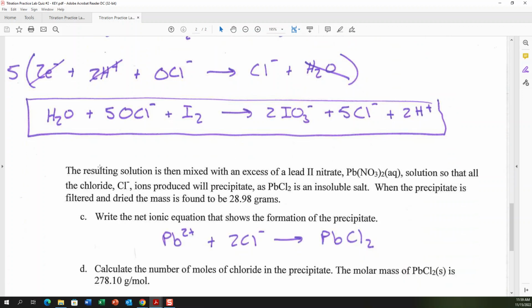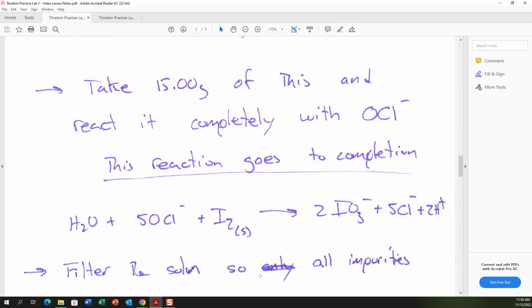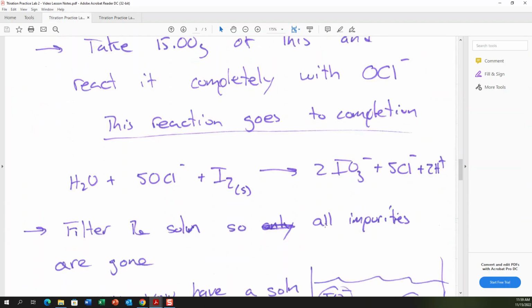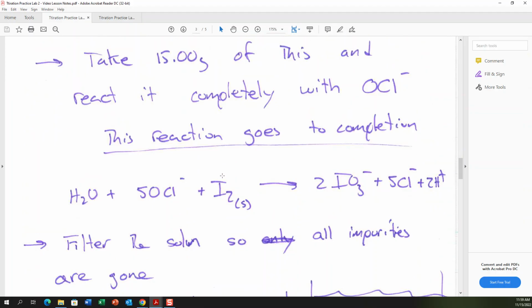So then our whole goal, remember, is to figure out how much iodine reacted. Because if we can figure out how much iodine reacted in terms of grams, that would be how many grams of iodine we have in that 15-gram sample, so then we can determine the percent by mass.